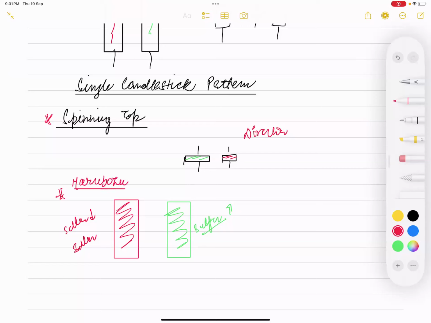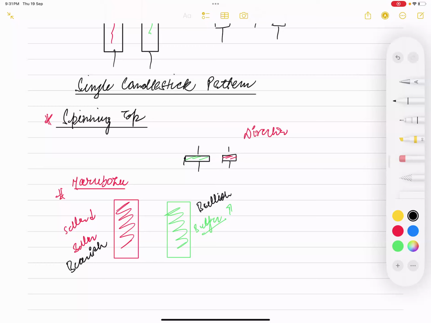So it can be bearish or bullish. This is a bullish Marabuzu and this is a bearish Marabuzu. If the green candle is formed, then buyers are taking price upward, and these are generally strong candles. And there are no wicks attached to it. We will not see any wicks if it's a Marabuzu.